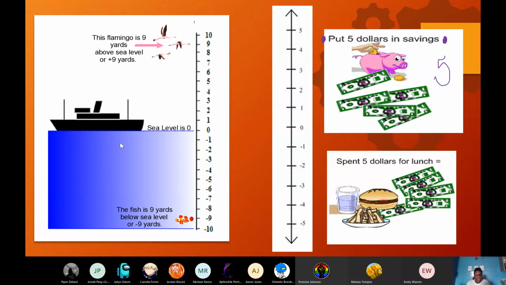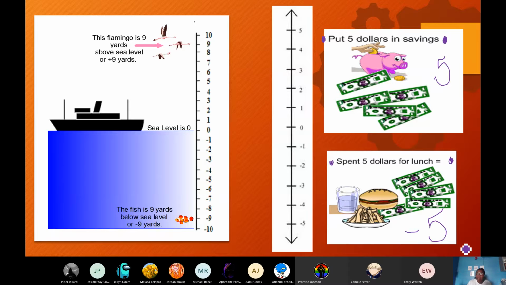But now we're using that same bank account. I've spent $5 for lunch. Camille, if you could unmute yourself and let us know, is this an example of positive $5 or negative $5? When I spend $5 for lunch, does that represent a positive 5 or a negative 5? Negative $5. Very good. And so this would be our negative 5.